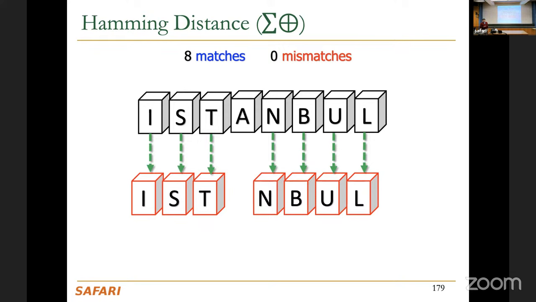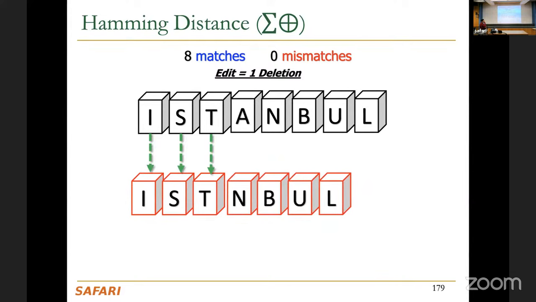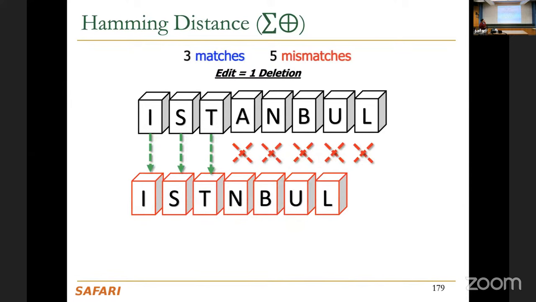But what happens when there is a deletion and you apply the Hamming distance is the following. What it thinks is happening is that there are only 3 matches and 5 mismatches. This is due to just a single deletion. So this is overestimating the number of mismatches between a pair of sequences, although there should be only one edit there.